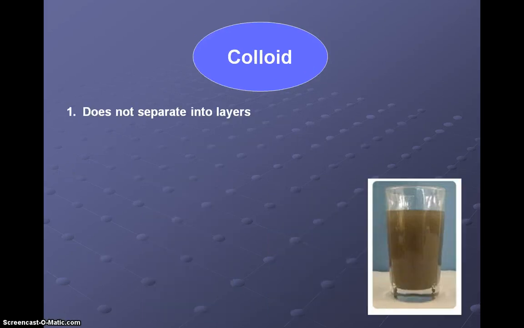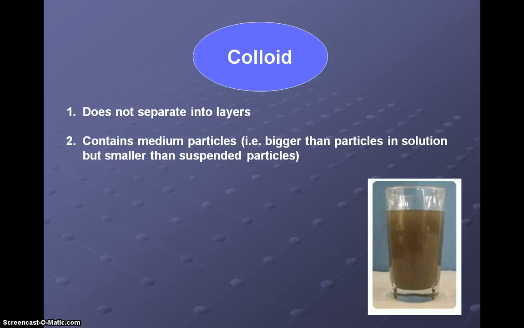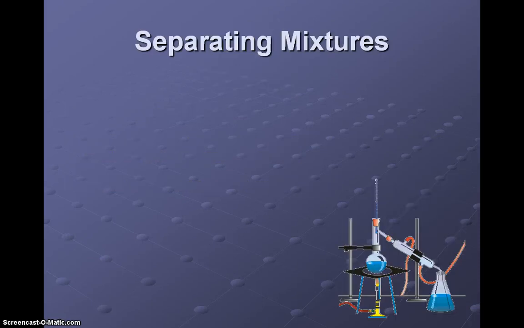Okay, and then lastly we have a colloid. A colloid is something that sort of has medium-sized particles, but it won't separate into layers. So the particles won't settle down to the bottom. Okay, and the medium-sized particles sort of stay suspended in the solution. Okay, and one of the most important things about identifying a colloid, like if you wanted to look at something and know, is this a colloid or a solution? Colloids scatter light. You cannot see through them.